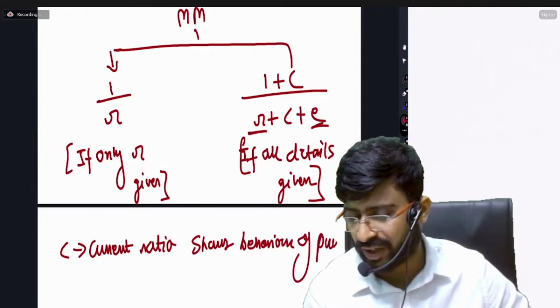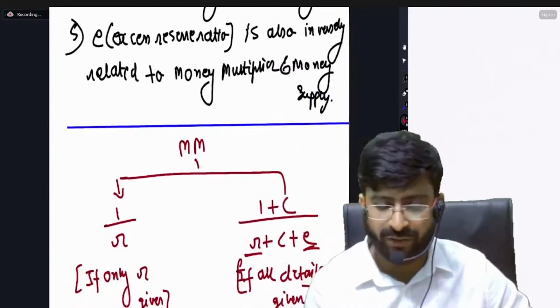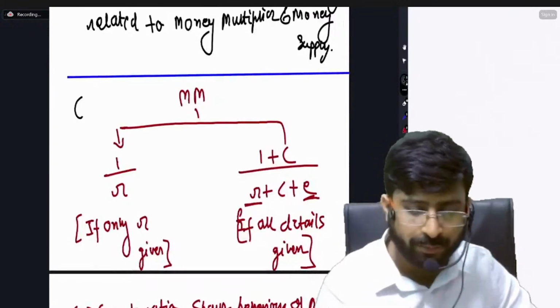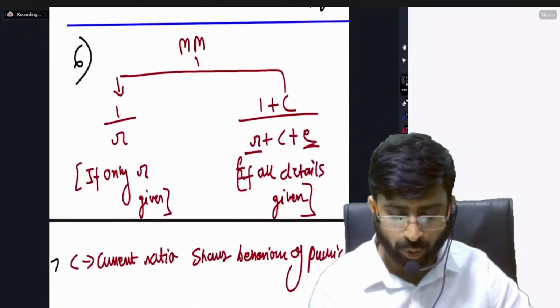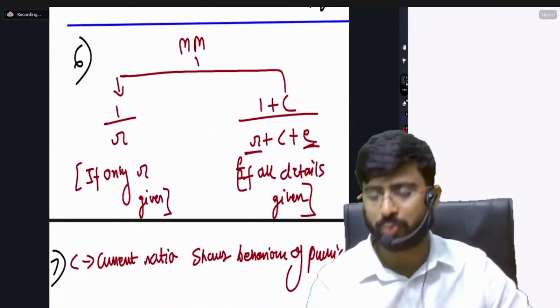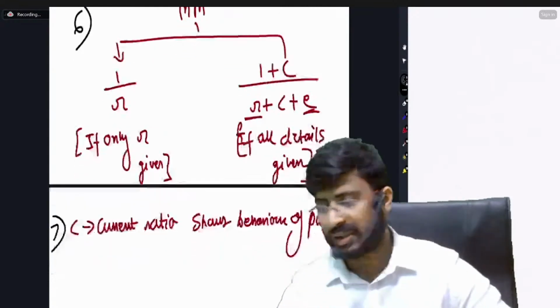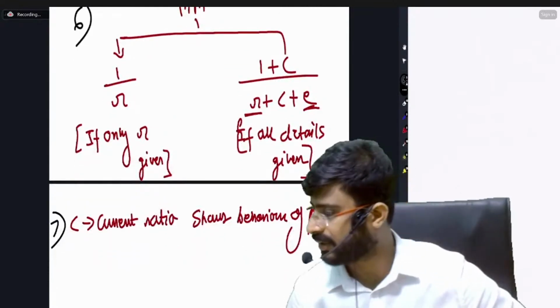These are the summary notes, friends. Currency ratio shows behavior of public. This is note number 3, money multiplier. This is note number 7.